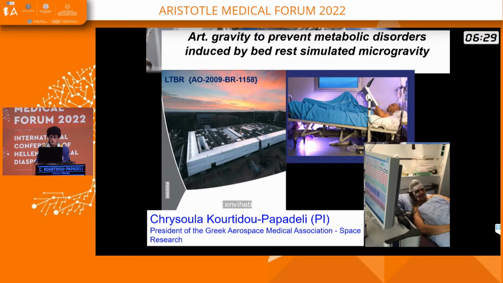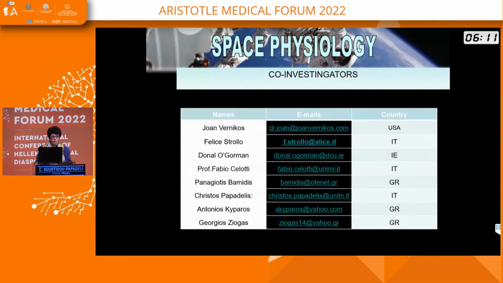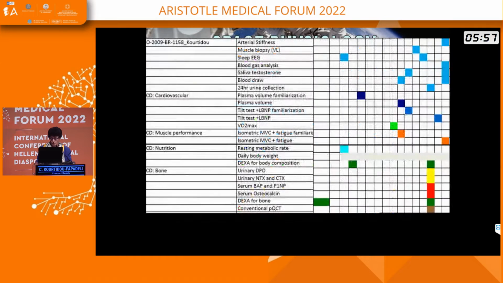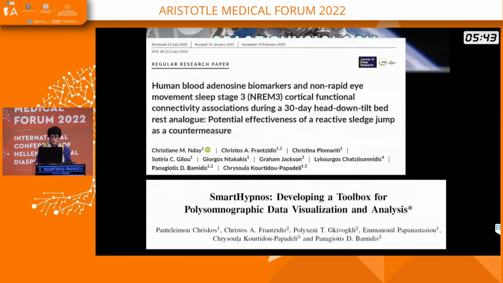So we have here the subjects. We studied the hormonal sleep disturbances, arterial stiffness, muscle atrophy, and we actually planned for a human centrifuge, but because it was not possible, we did the sledge, which is another type of countermeasure. This is our team, Professor Bamidis, and especially Christos Frantsidis, and Polixeni, and they helped a lot to collect all the data. So from 2017 to 2021, we had 10 papers published on this data.